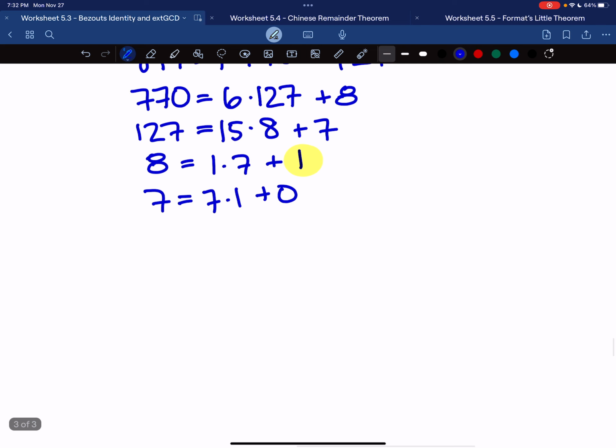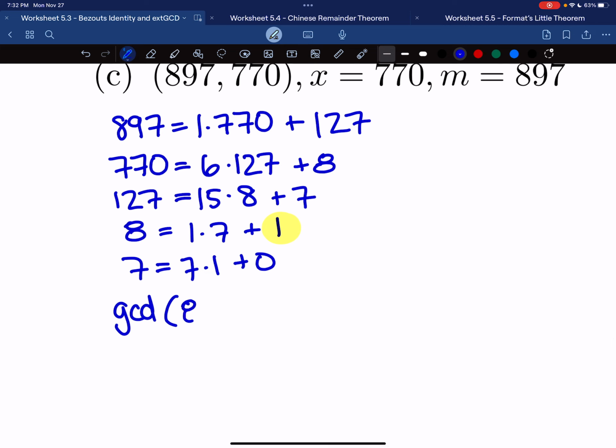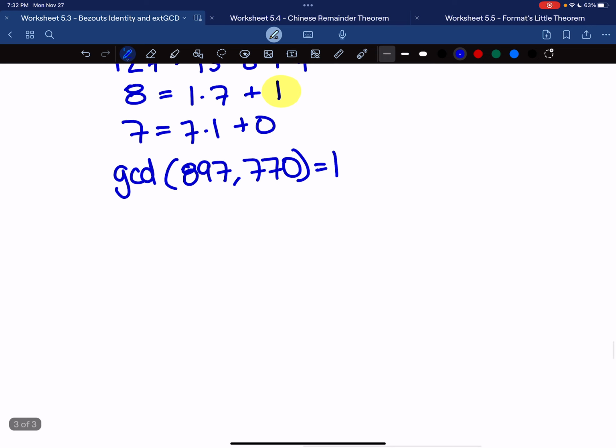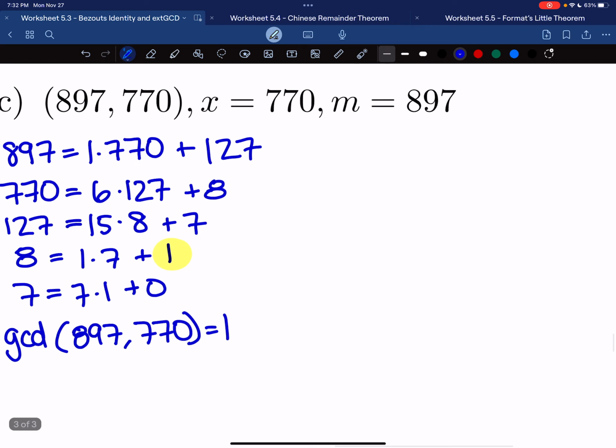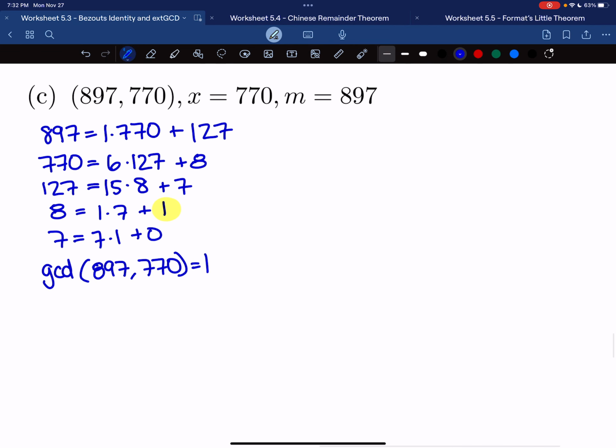Okay, and so the GCD of 897 and 770 is 1. Grand. Okay, and so then we can work it backwards. And this is when we find Bezout's coefficients. And so I'm actually going to do it this way because I think of it in this orientation. So I'm just going to put a little star next to the first one. So we're going to start with this, and then we're going to work our way up.